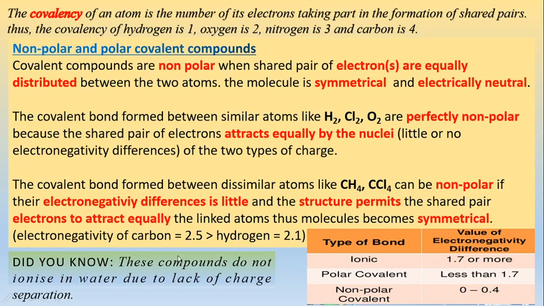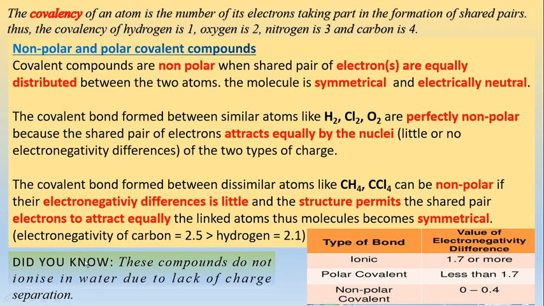also you can see that the electronegativity value of carbon is 2.5 and hydrogen is 2.1. The difference is less than 1, which is 0.4. So there is little electronegativity difference, so they are also non-polar.